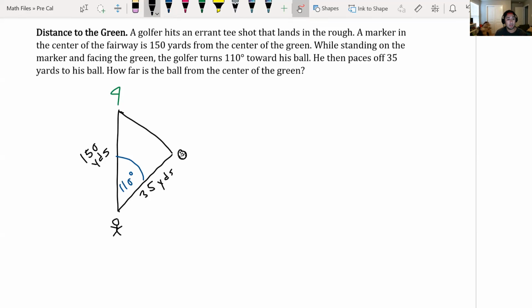Okay, so let's label some stuff. I'll say 35 is A, 150 is B. The side we want to know is C. Okay, so this one's pretty straightforward. All we have to do is solve for side C. That's it. So, find C, side C.